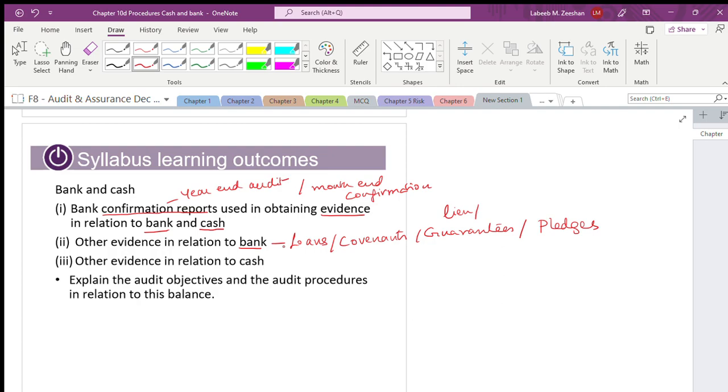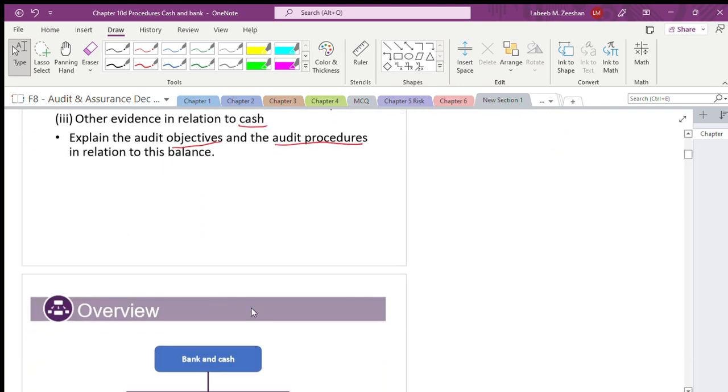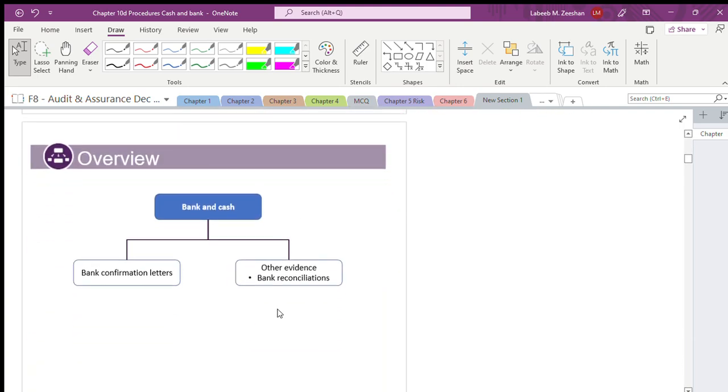Other evidence related to cash. Next, explain what the audit objectives and audit procedures are. I am telling you in the beginning, it will not be a full-fledged question at all. If a question is there, it will be one, two or three marks maximum, related to cash, and they will mix it up with purchases and sales.